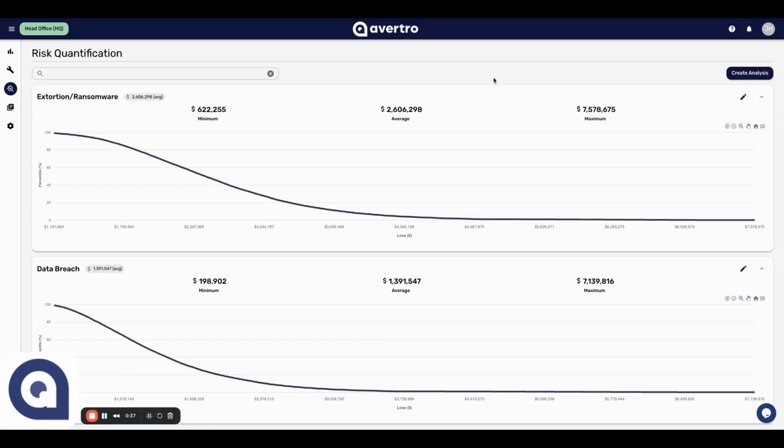On screen, we've got some example data relating to a hypothetical attack relating to extortion and ransomware. And you can see that we have a minimum impact we forecasted of over £620,000. On average, we're looking at 2.6 million and a maximum impact forecast of over 7.5 million. And we can see in this loss exceedance curve here, the probabilities of a cyber attack exceeding the given impact.